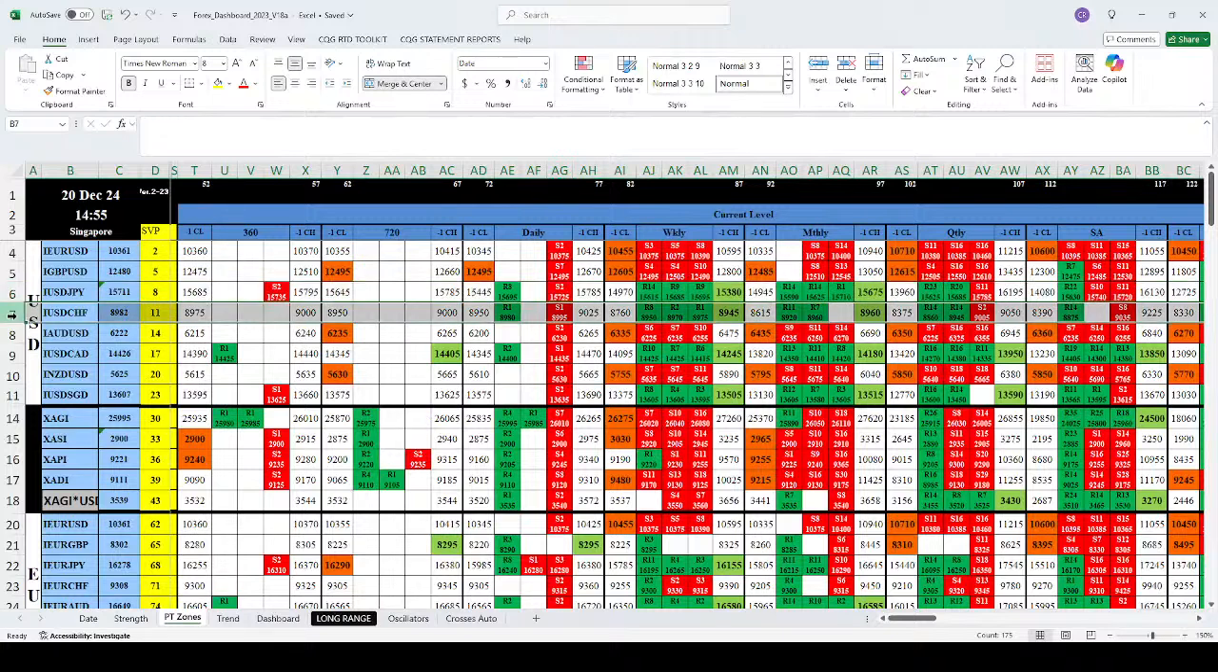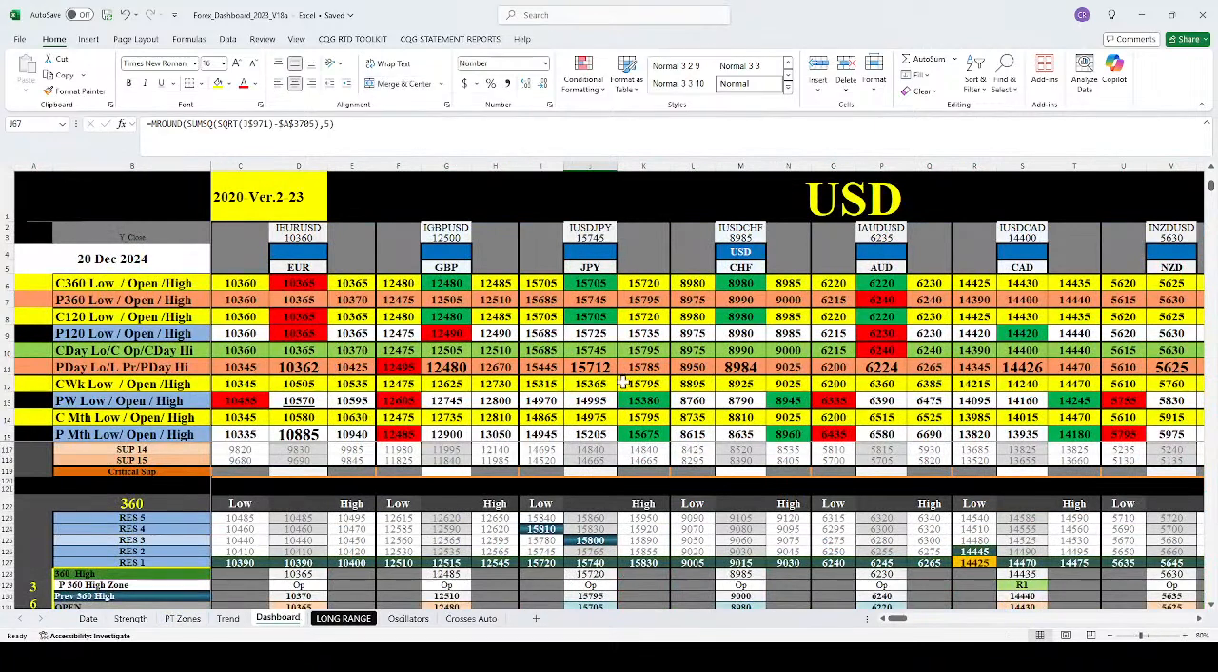So the PT zones are saying no forces involved on the 360 and 720. And daily we are seeing one buying force and one selling force equally, literally the same. So that means the market can move on either side. Okay, so this is a 50-50 chance of price moving up or price moving down.